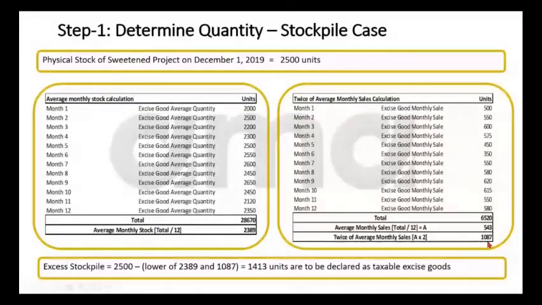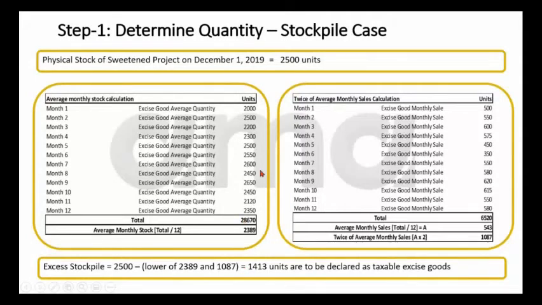Now we have to see whether this 2500 is more, or either of these two figures is more. We can see that definitely 2500 is more than either of these, and the lower will be taken. I mean, the average sales are lower than the average stock, so we will deduct the average sales from the physical quantity, and the resulting units will be taxable. So we have determined the quantity.